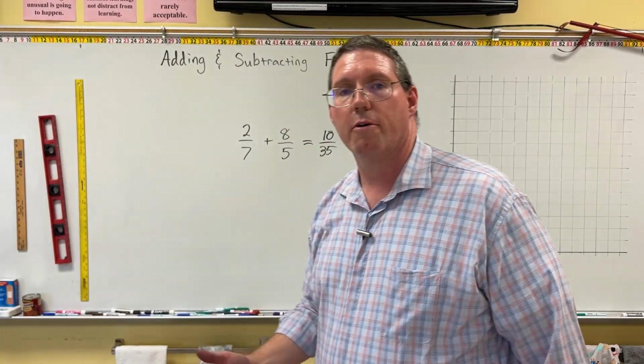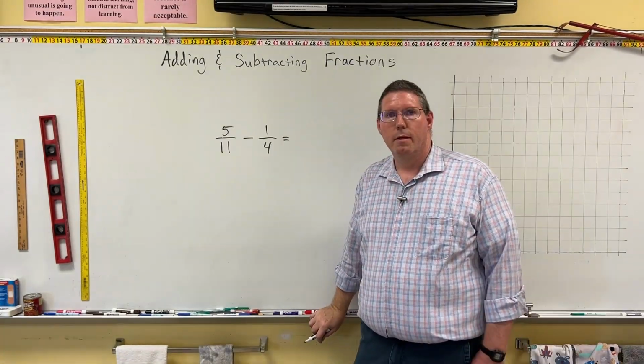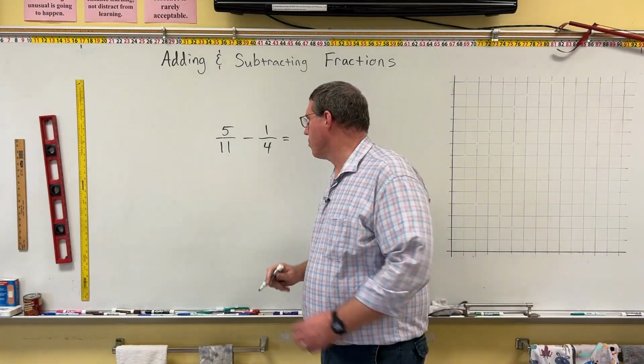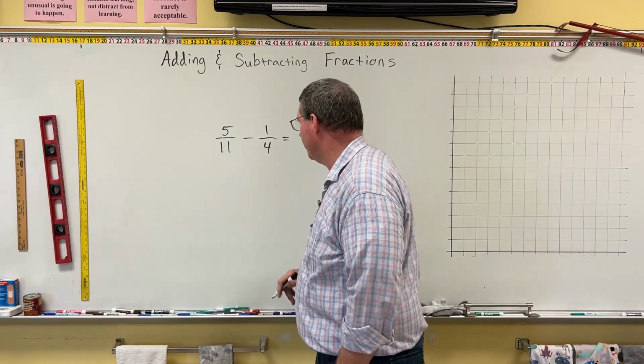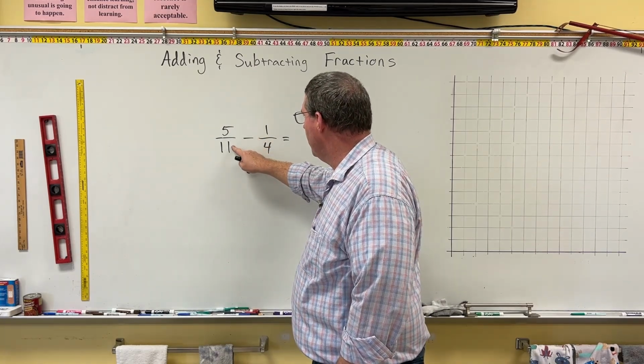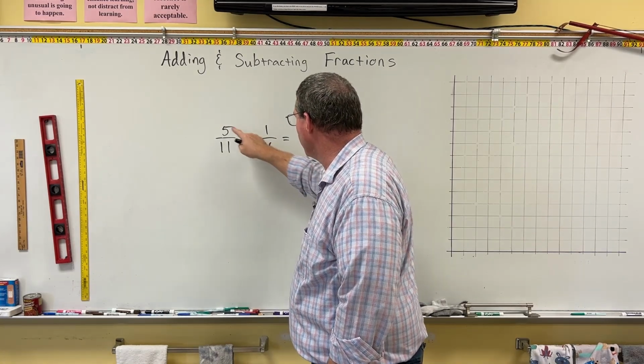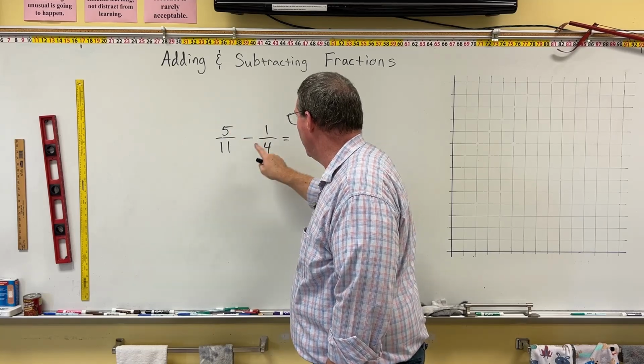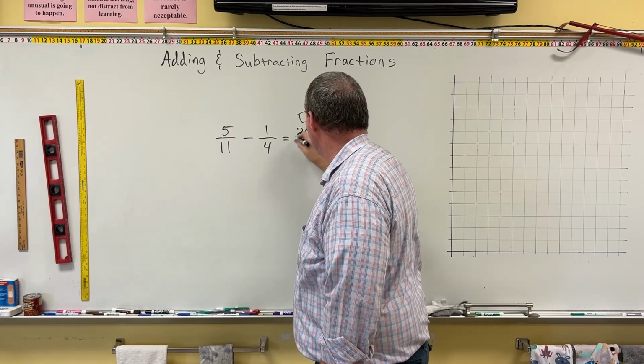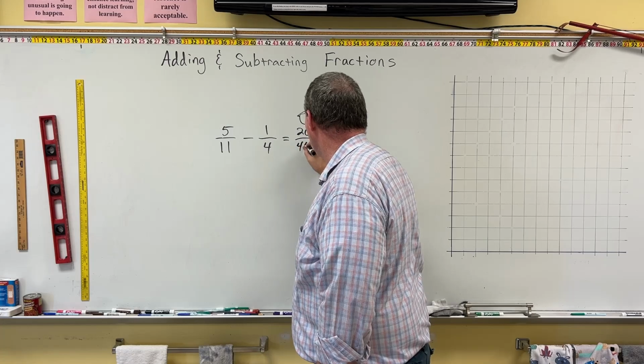Let's try another example. Let's do this one, 5/11 minus 1/4. It's the same thing with subtraction. So this 5/11 needs to be multiplied by this 4. 4 times the 5 and then 4 times the 11. 4 times 5 is 20. 4 times 11 is 44.